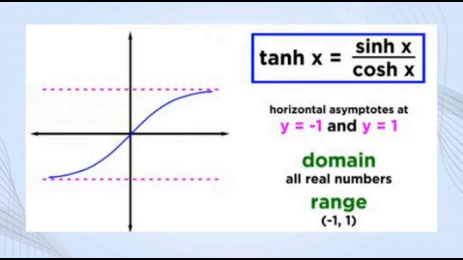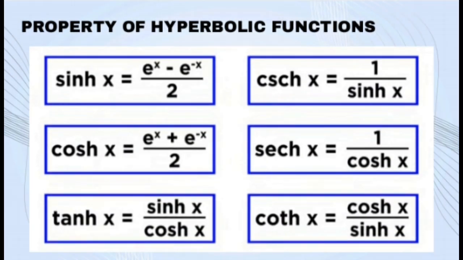The hyperbolic tangent x will just be the hyperbolic sine x all over hyperbolic cosine x, with horizontal asymptotes at y is equal to negative 1 and 1. The domain is all real numbers and the range is negative 1 to 1. And then we have the hyperbolic cosecant, secant, and cotangent, which are just the reciprocals of hyperbolic sine, cosine, and tangent.